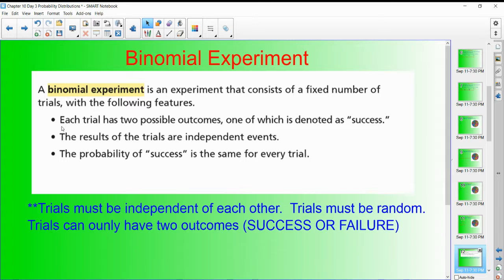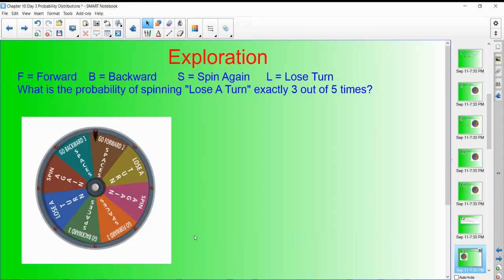Each trial has to be independent of another. So the probability during the second trial can't be different than the probability of the first trial or the third trial or the fourth trial or any other trial. That will define a binomial experiment. And we're going to look at a few cases. So the trials must be random, they must be independent, and we have to have 2 outcomes. So this is an example of a binomial experiment.